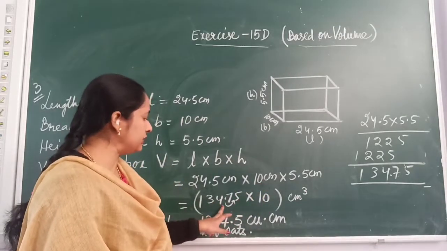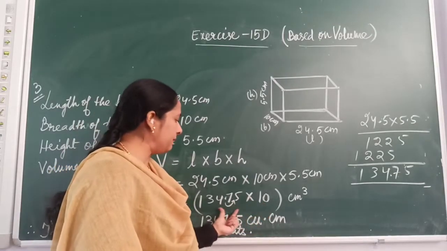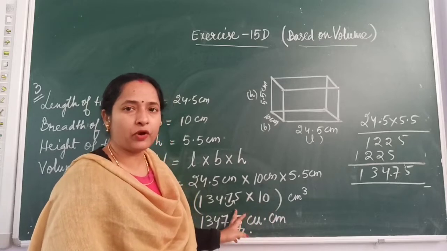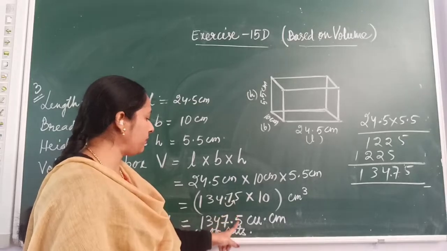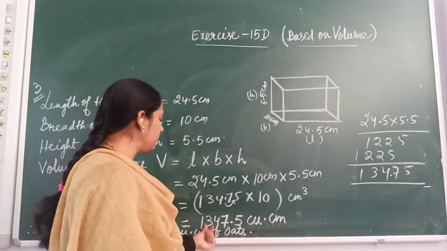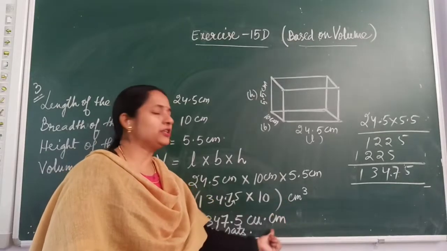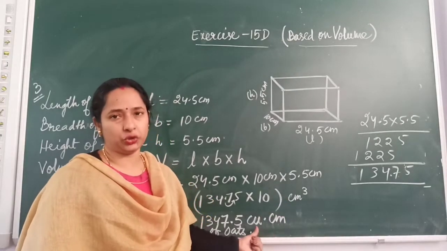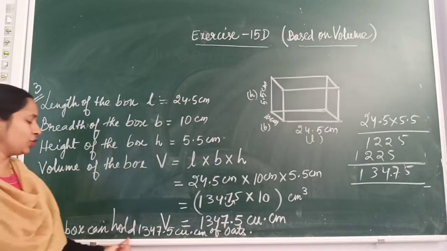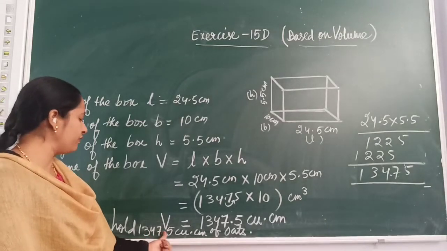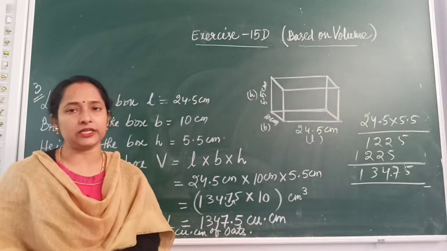When you multiply 134.75 by 10, we know that when any decimal number is multiplied by 10, the decimal point will shift to its right up to one place. So by shifting the decimal point one place to the right, we get 1347.5 centimeter cube, or cubic centimeter, as the unit of volume. So the final statement will be: the box can hold 1347.5 cubic centimeter of oats in it.